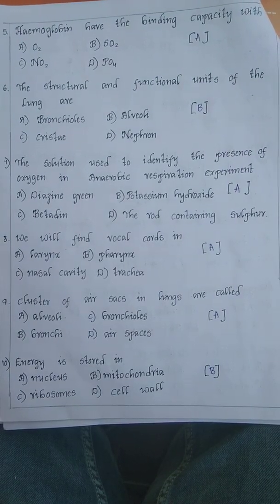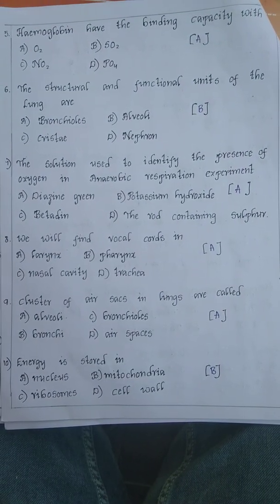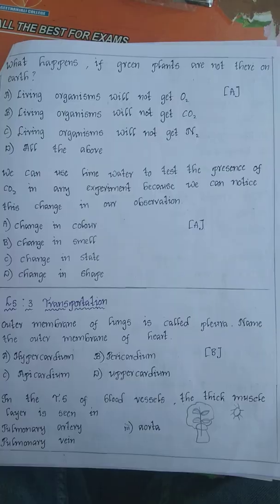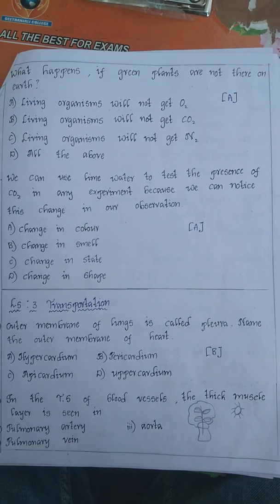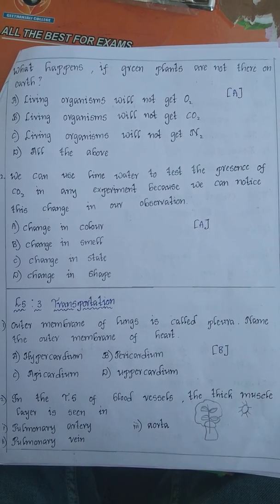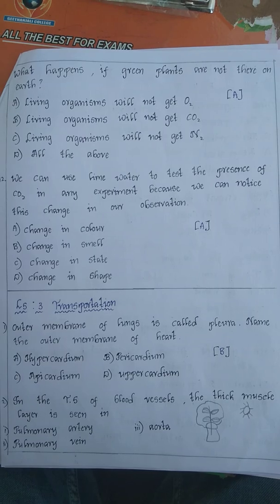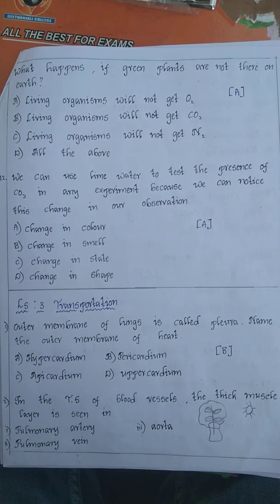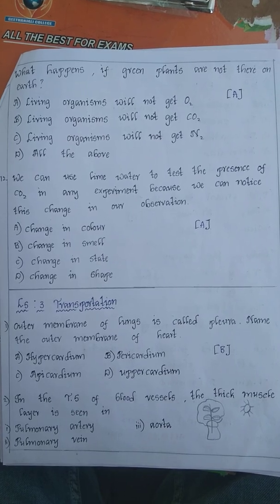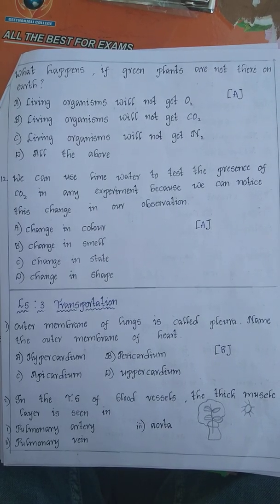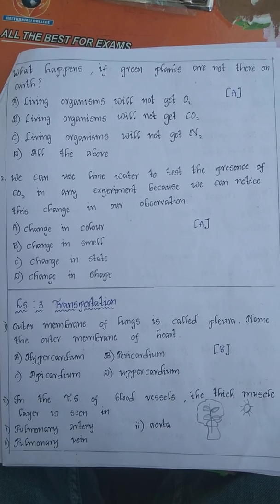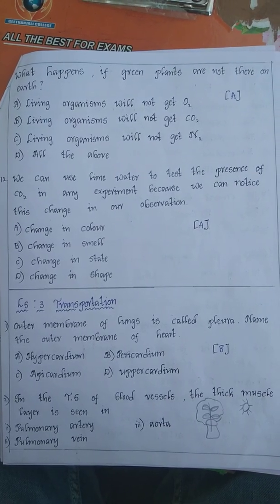Cluster of air sacs in lungs are called alveoli. Energy is stored in mitochondria. What happens if green plants are not there on the earth? Obviously, there are no living organisms. Living organisms will not get oxygen. We can use lime water to test the presence of CO2 in any experiment because we can notice this change in our observation. Obviously, you will observe change in color.